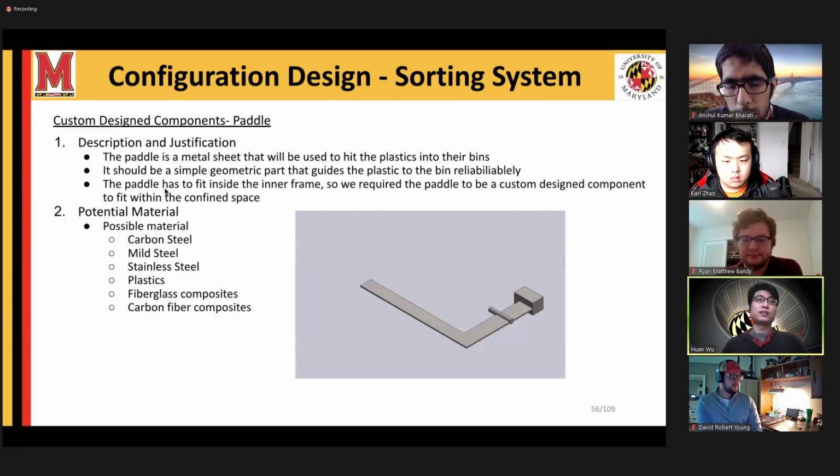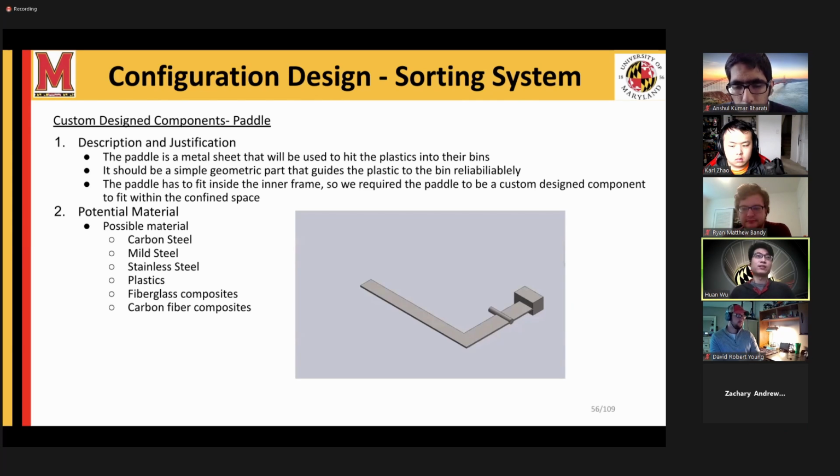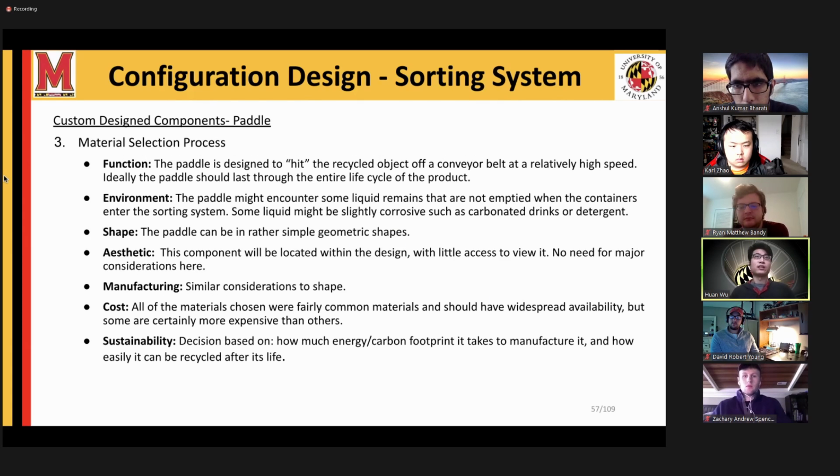The first custom design component is the sorting paddle. The paddle has to fit inside the inner frame, so we require the paddle to be a custom design component to fit within the confined space. These are the materials we considered. And here are the 7 criteria that we use to decide our material.